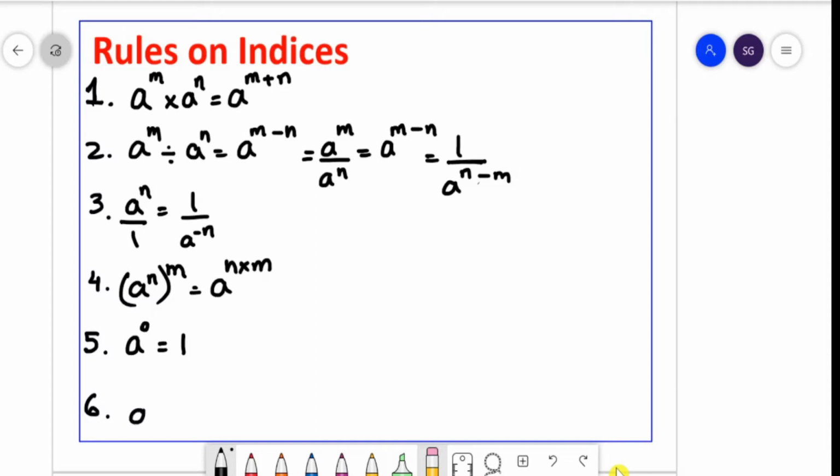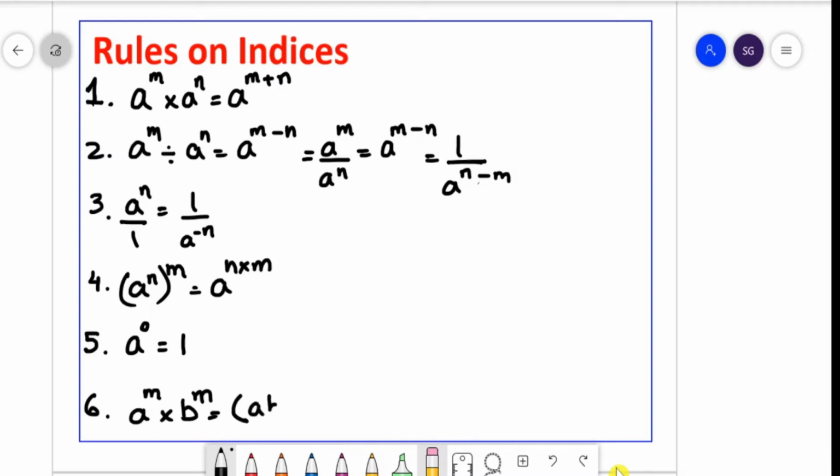Okay, next comes if we have different bases but the same power. Let's say a to the power m times b to the power m. So the powers are the same, but the bases we are multiplying are different. This is not like rule number 1. There the powers were different but the bases were the same, so we were able to add or subtract their powers. But this time it's different bases with the same power.